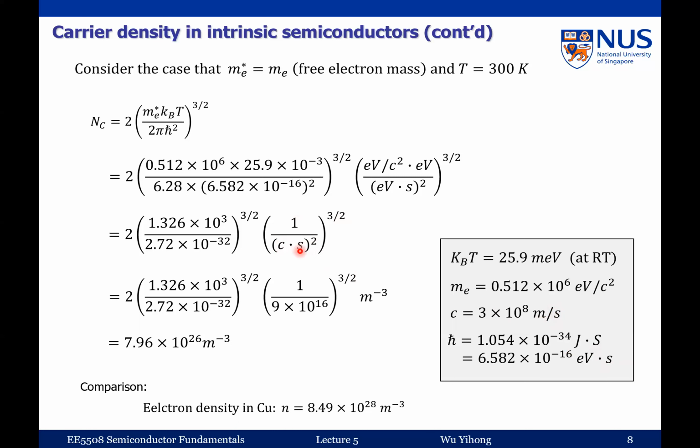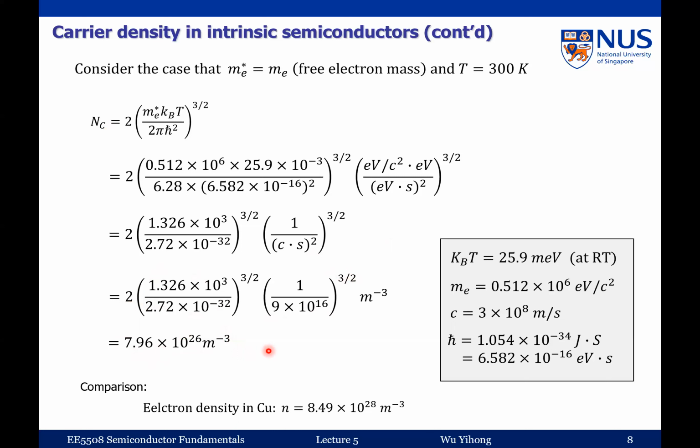So the meter you flip over, it becomes negative, and there's a cube here. So you get meter to the power of minus 3. This is basically a concentration, that's the dimension of this one, and all other units are gone. Then you just have pure numbers. You calculate this one, and you find that it's given by this. Now you look at the dimension of this, and see it's a concentration.